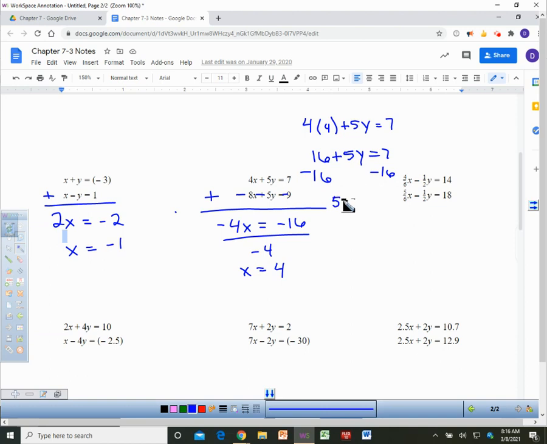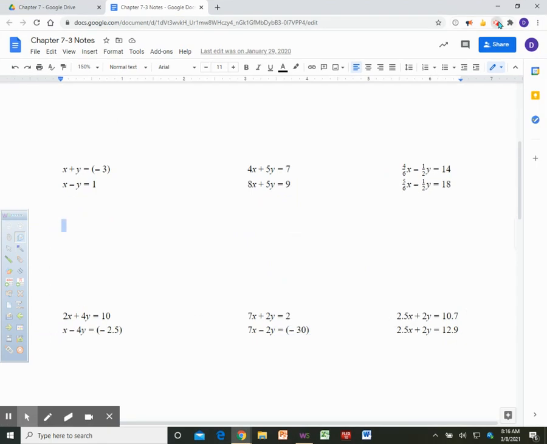So 5y equals, that's going to be 9 divided by 5. Can I take 9 divided by 5 and get a whole number? y equals 9 over 5. You're done. Okay. And that is 7-3.